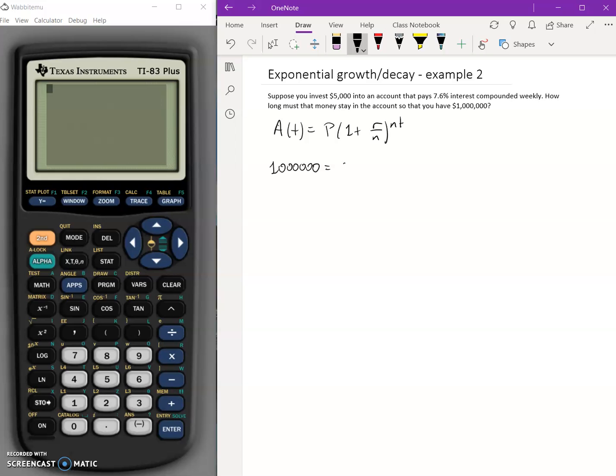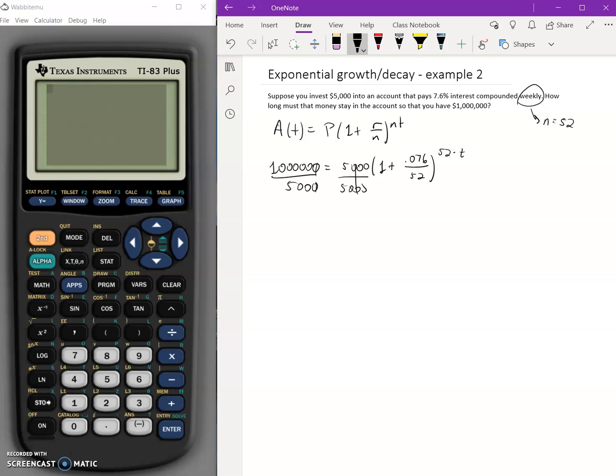Our initial investment is $5,000. We have our interest rate of 0.076, and we divide this by the number of times the interest is compounded per year. So weekly means that n is equal to 52 because there's 52 weeks in the year. So we raise this to the 52, but this is now multiplied by t. I don't know what time is, so I'm going to solve for time. So how we do this is we need to get the exponential by itself, so I first divide by 5,000.